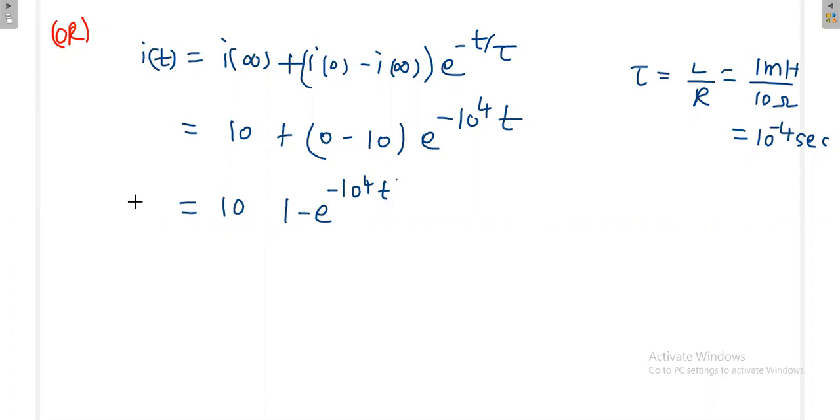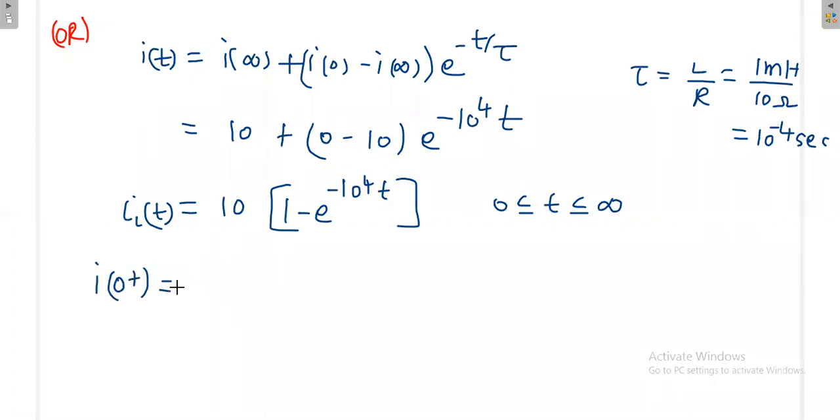So this is the current through the inductor with respect to time, where the time variation is between 0 and infinite. Now I have the current nature across the inductor. Now I can calculate anything that I want. What is the current at t is equal to 0 plus? You substitute t is equal to 0 plus. Again, you know t is equal to 0 plus is approximately the same as t is equal to 0. Then you substitute t is equal to 0, and definitely the current will be 0, because 10 into 1 minus e power 0, which is 1, gives 0.